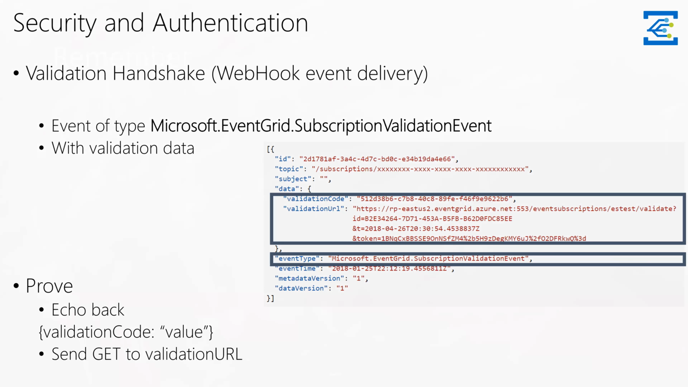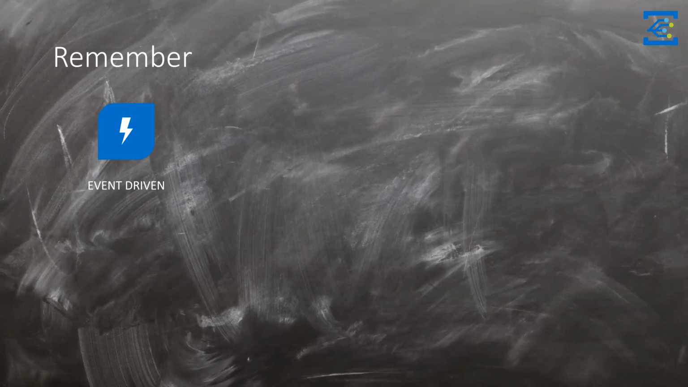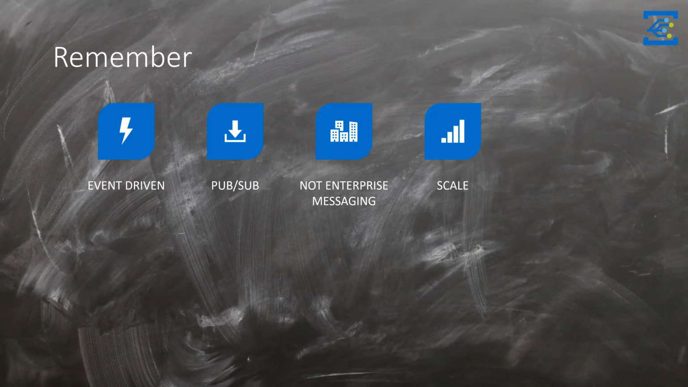All right, so let's sum it up. Event Grid, what's important? Event-driven systems, right? Whenever we want to deal with events at massive scale, that's Event Grid. Yes, we have pub/sub with Service Bus, but when we want to make it more scalable, cross-cloud, inter-services, Event Grid is a better candidate. It is not an enterprise messaging replacement, and it's important to remember that.